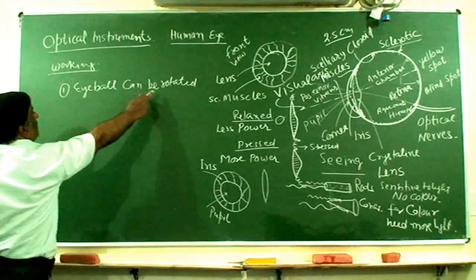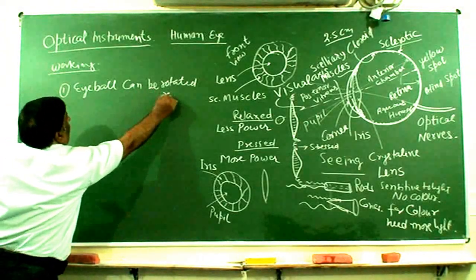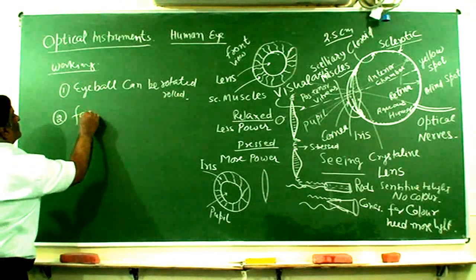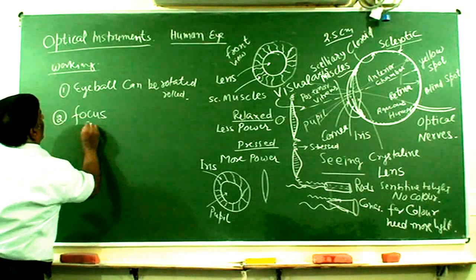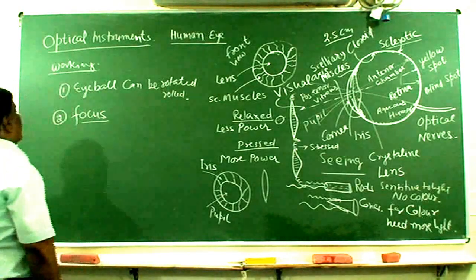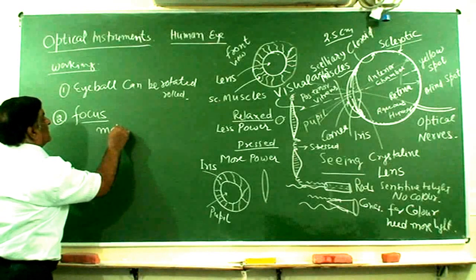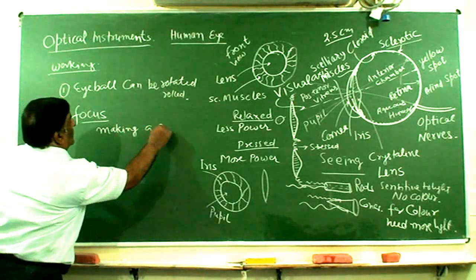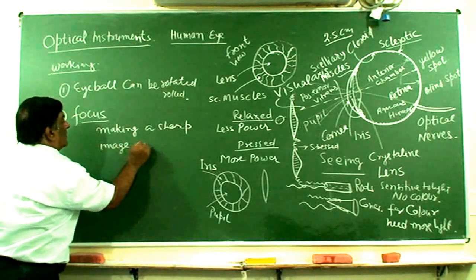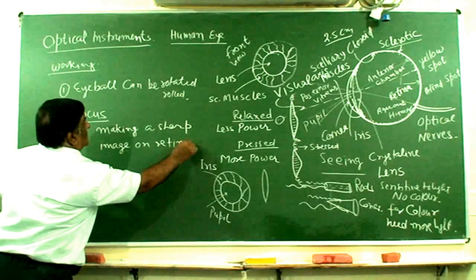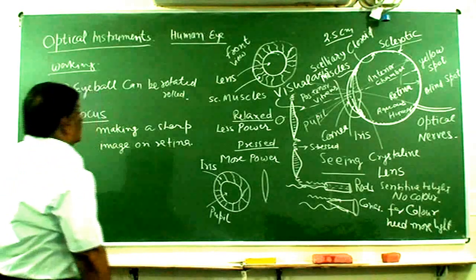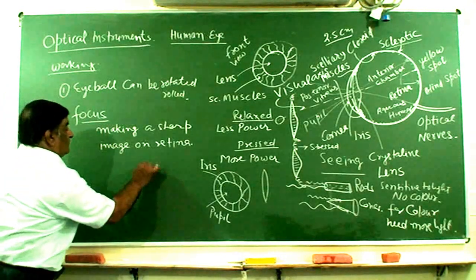The second thing. The eyeball can be rotated or rolled, you can say. The second thing is focusing. Normally we use the word focus. What does it mean? It actually means making a sharp image on the retina. Now, to make a sharp image on the retina, there are certain restrictions. What type of restrictions are those?